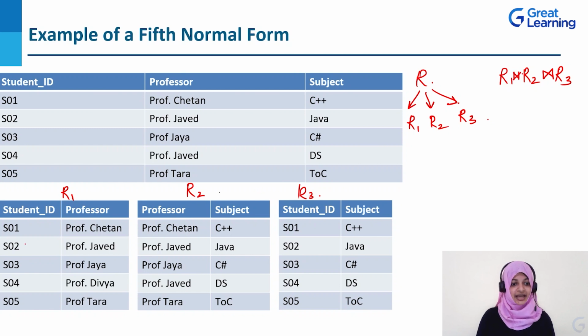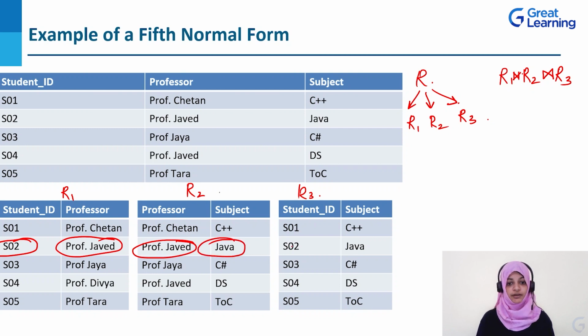Let us take an example of student S2. Student S2 is currently learning under Professor Javed. Professor Javed is currently teaching Java. Student S2 is currently taking Java. This is actually a part of the original relation where student S2 is taking Java under the tutelage of Professor Javed. What is the problem here?